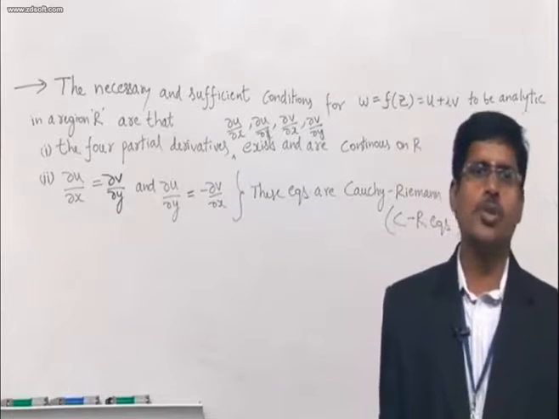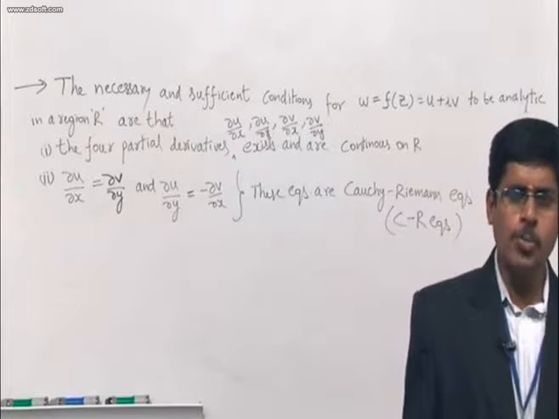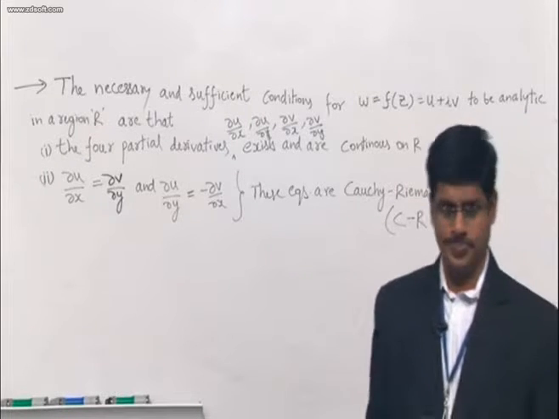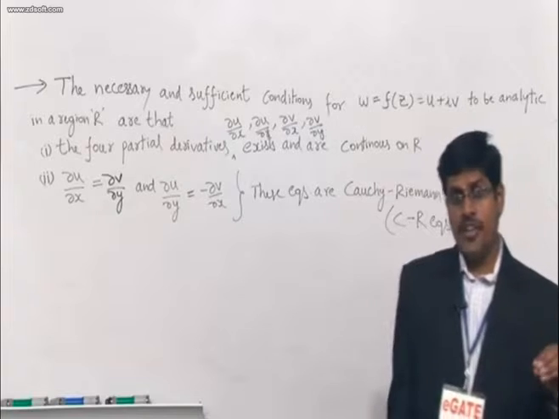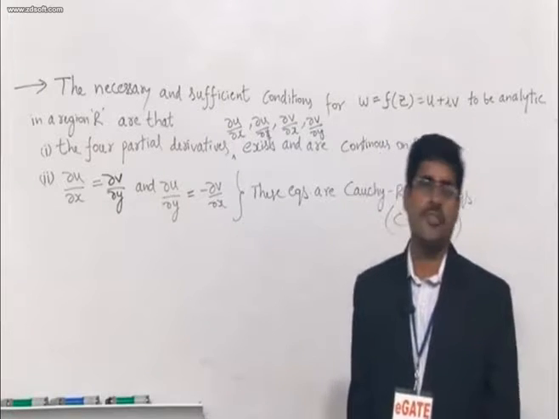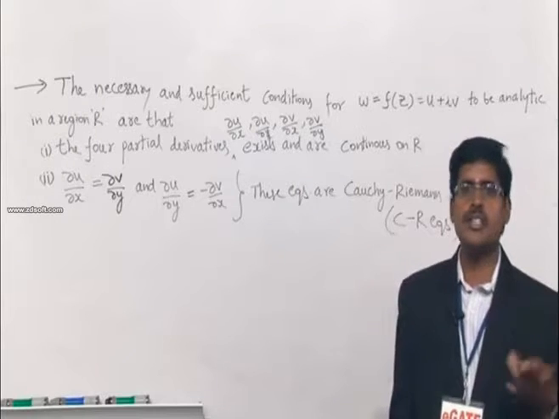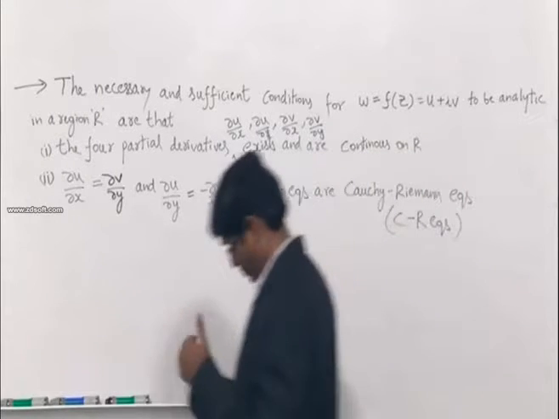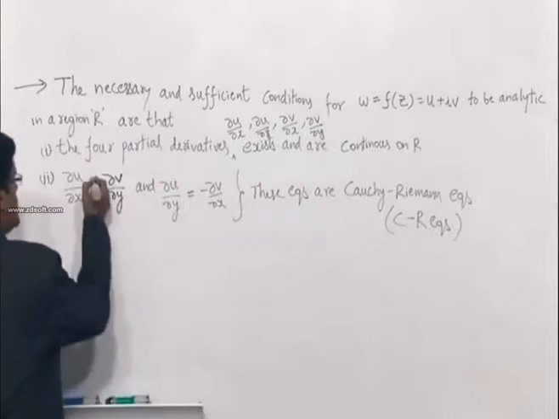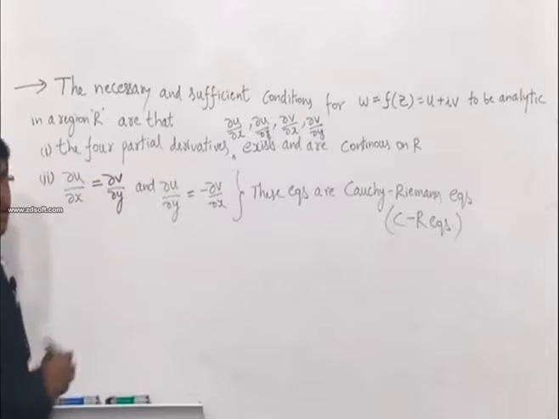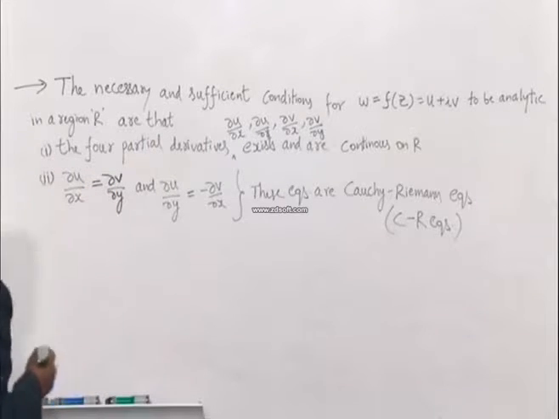Dou u by dou x is equal to dou v by dou y, and dou u by dou y is equal to minus dou v by dou x. If f of z is analytic, then these two conditions are satisfied. To prove a function is analytic, you have to show these two conditions, then only we can say it is analytic in a region R. Okay?